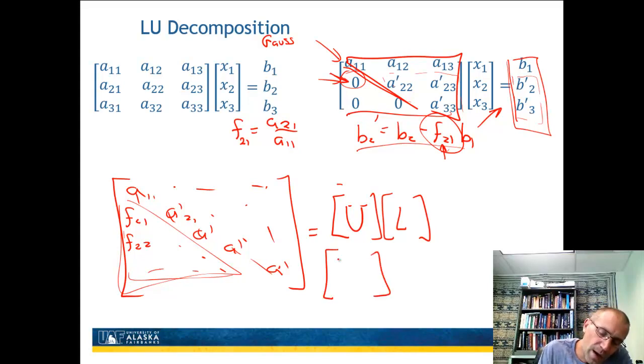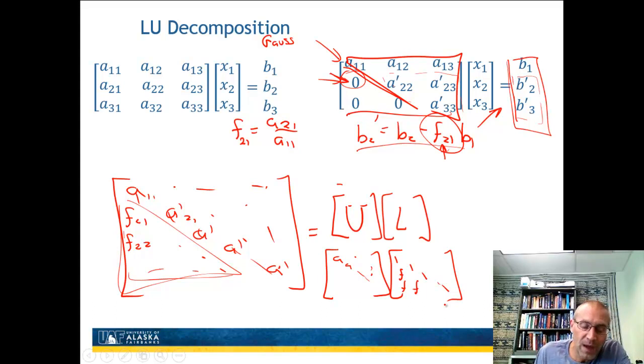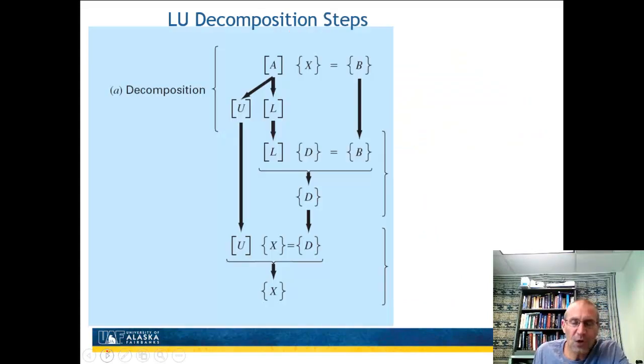So the upper matrix is all those A's and A primes, and then the lower matrix is a bunch of 1s and all of my F values, like that. Now that I've decomposed it into these two vectors, I can then go ahead and solve this several times for different values of B without ever having to change what my U matrix is or my L matrix. Okay, so here's the steps.